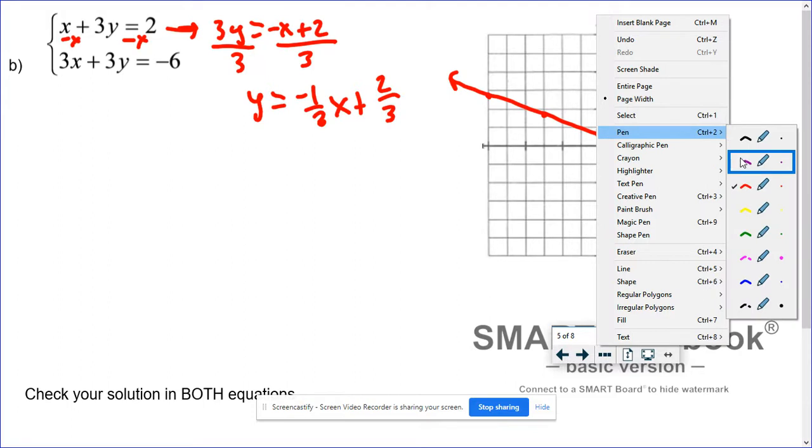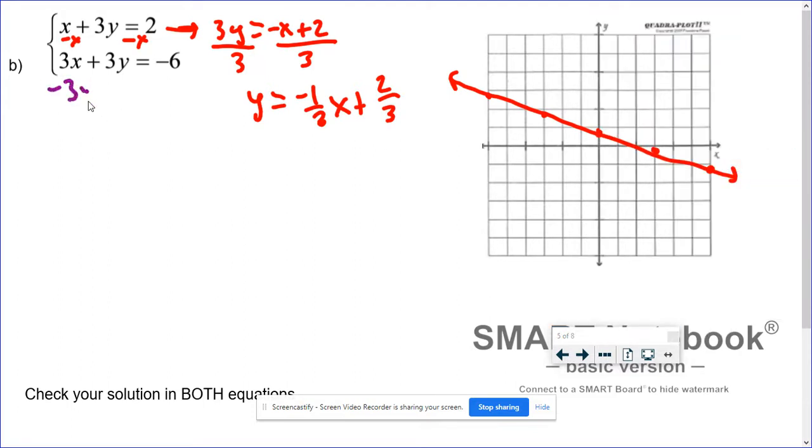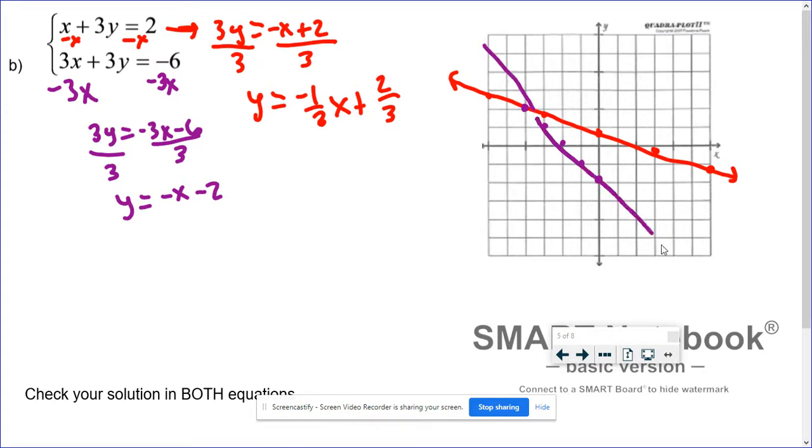Let's choose a different color for my other line. This one I'm going to subtract 3x from both sides. And I get 3y is equal to negative 3x minus 6. Divide both sides by 3. And I get y is equal to negative x minus 2. So that is a y-intercept at negative 2 and a slope of negative 1. So that line looks like it goes through like that. And it looks like it's intersecting right here at 1, 2, 3, 4, so negative 4, and then up 2, so 2.